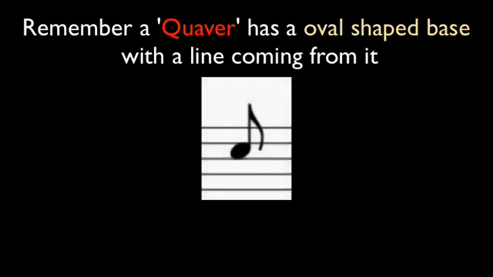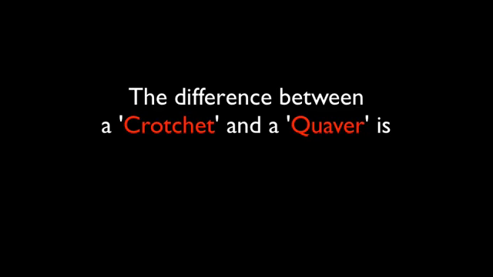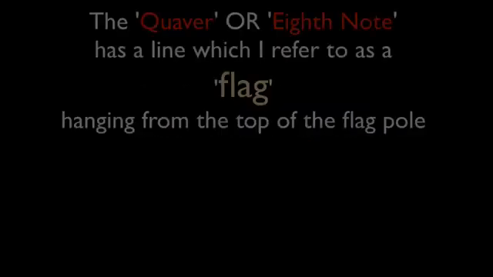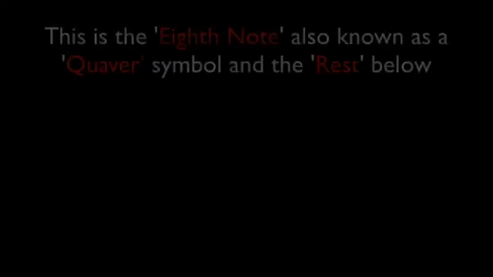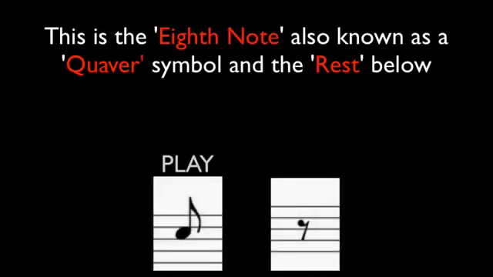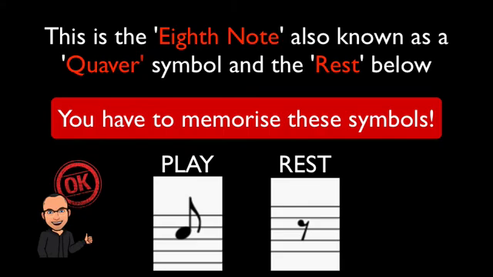Remember, a quaver has an oval shape with a base and a line coming from the top of it, a base and a flagpole. The difference between a crotchet and a quaver is a quaver, or an 8th note, has a line, which I refer to as a flag, coming from the top of it. This is the 8th note, also known as a quaver, and the symbol for a rest. You need to memorize the symbol for a quaver note and the symbol for a quaver rest.